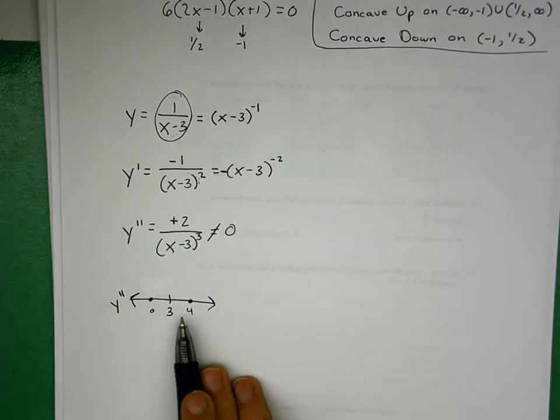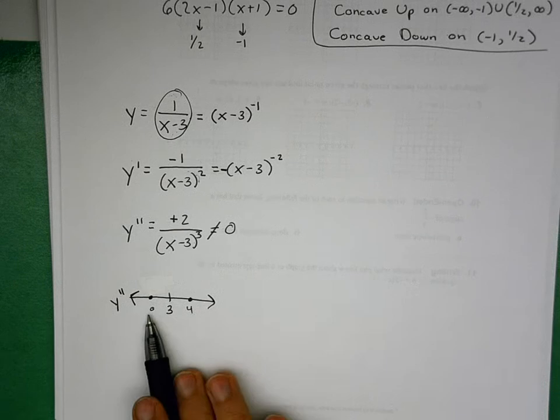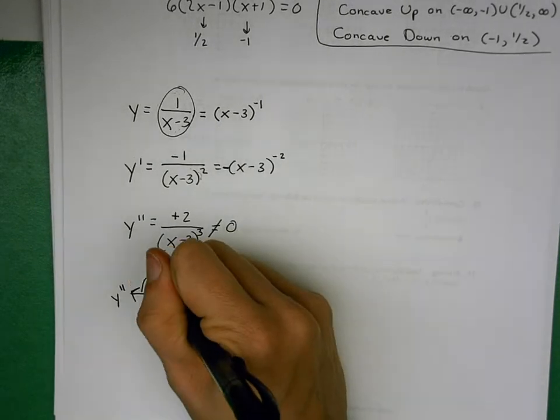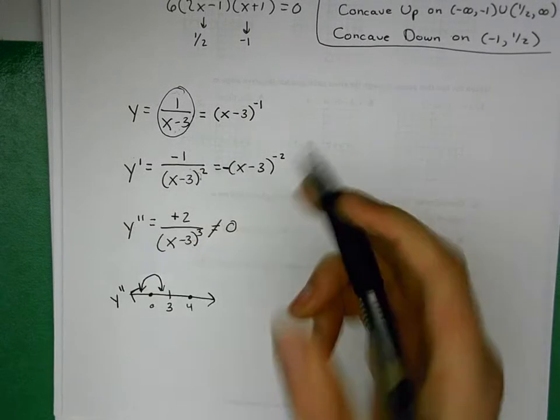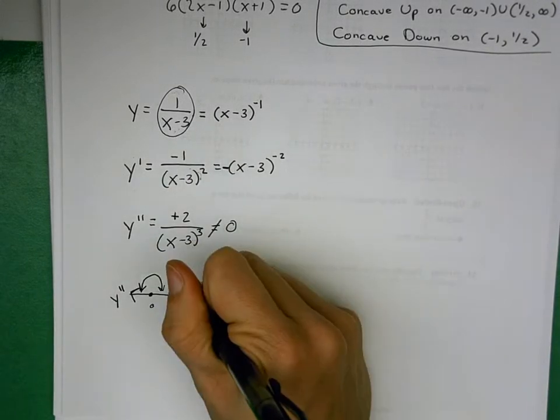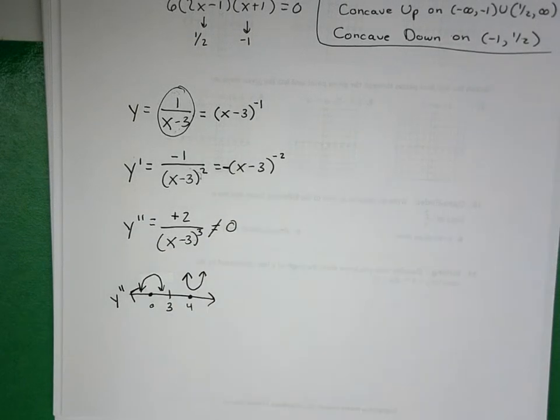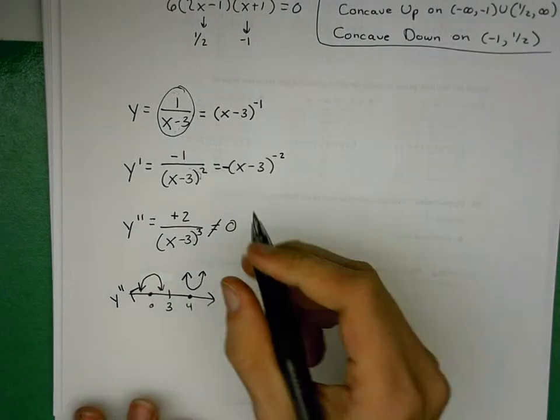Okay, so let me retest this. When I plug in 0, I get a negative, and so I know my original function will be concave down. And when I plug in 4, then I get a positive, which will be concave up. And so 3 is not a point of inflection.